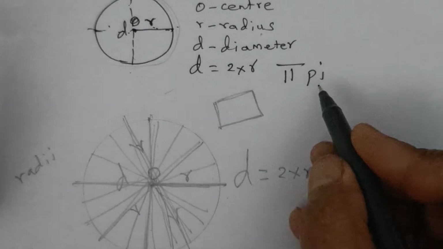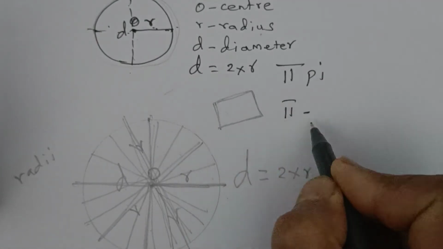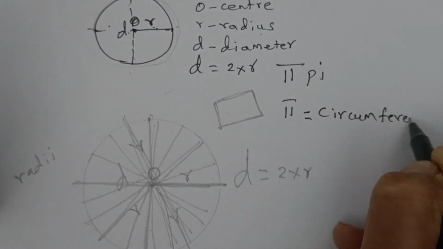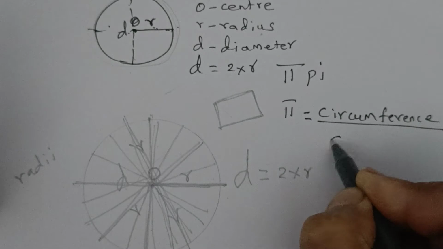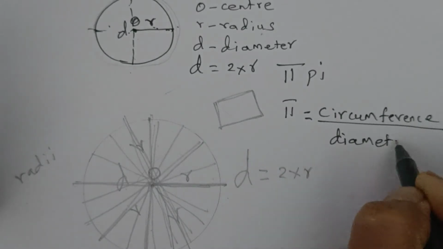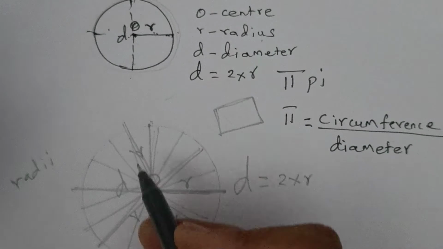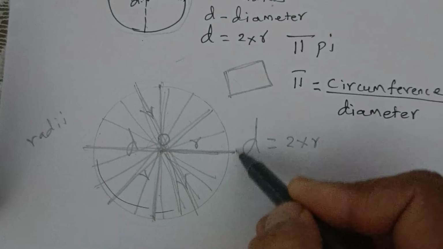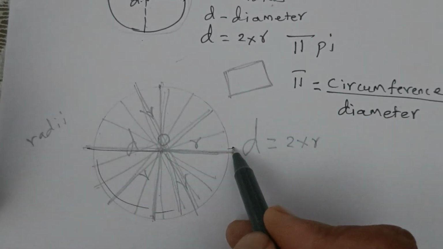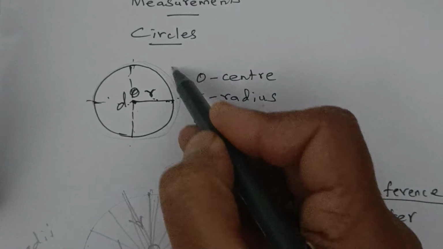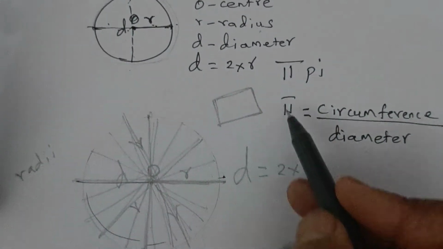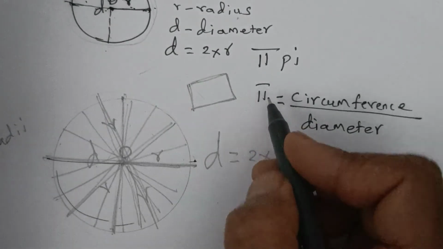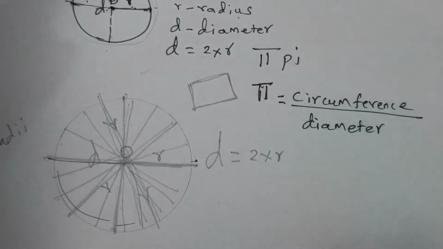P-I, pi. And this value of pi is nothing but the ratio between the circumference of the circle and the diameter. What is circumference? The distance along the boundary, the total length along the boundary, divided by the diameter. The circumference divided by the diameter is denoted by the variable pi. Why is it a variable? We can take it as a constant also, pi.